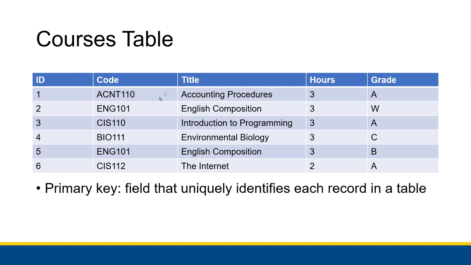If I take any two courses from this table, if I try to compare the code, it's not guaranteed to be unique. If I try to compare the title, it's not guaranteed to be unique. As you can see with the two English 101s right here, neither of those are guaranteed to be unique. The hours are not guaranteed to be unique between any two courses, and the grade is not guaranteed to be unique between any two courses. So without the ID key, we'd have to have a lot trickier logic comparing all of the different entries in the table and trying to figure out which one is the correct one that we're trying to look for.